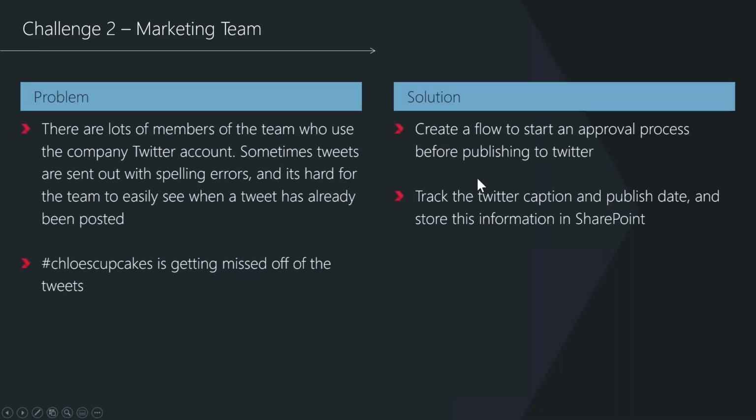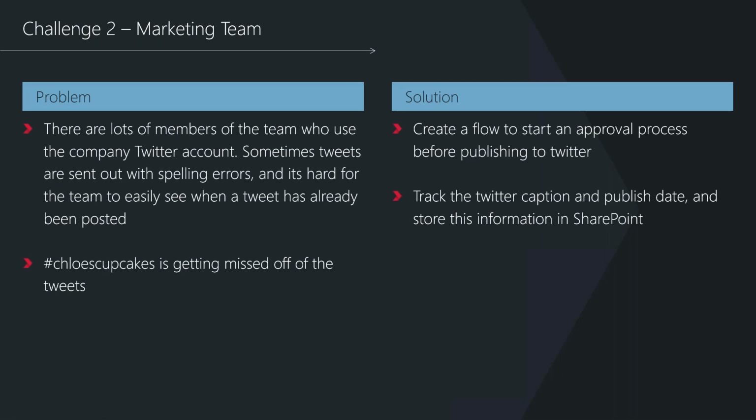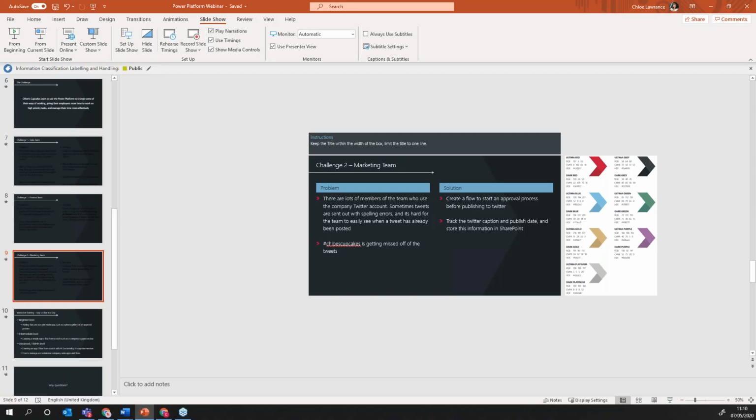So let's just double check. We've created a flow for the approval process, and we've tracked the caption and publish date and stored that info in SharePoint. Now let me just quickly check the time, because I'm hoping to do a quick 5-minute demo of another app. I don't want to overcomplicate things too much, but I just wanted to show you something that I've been working on more in my own time and more for the team at Ultima, to get around some of the barriers that we've been facing.